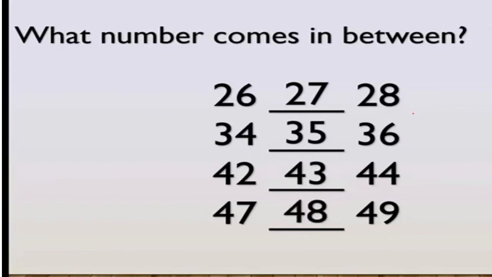Okay, children. What number comes in between? 27. Here 35. Here 43 and 48. Okay. Did you understand? Between numbers.